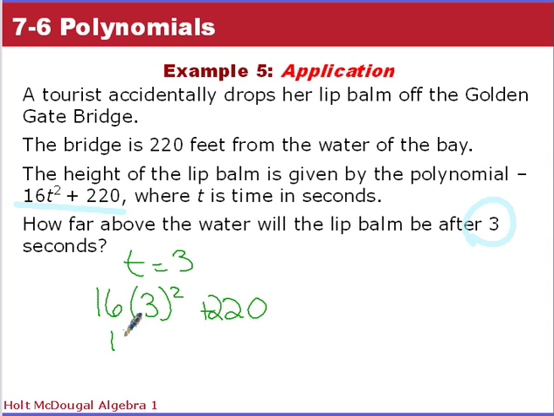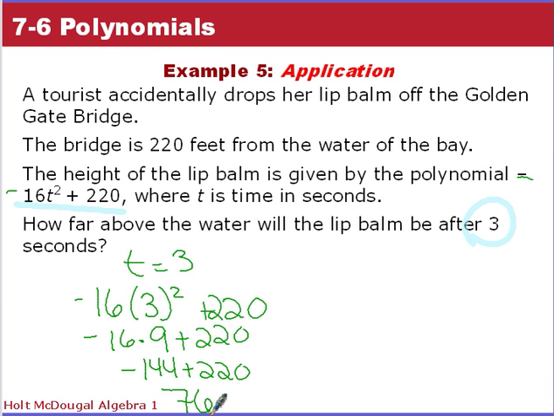So 16 times 9 plus 220. 16 times 9. Oh, but we are falling, so there should be a negative there. I forgot the negative here. It follows on down here. So we're going to end up with negative 144 plus 220, which is going to give us 76. So her lip balm will be 76 feet above the water after 3 seconds.